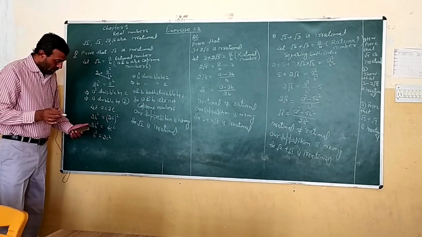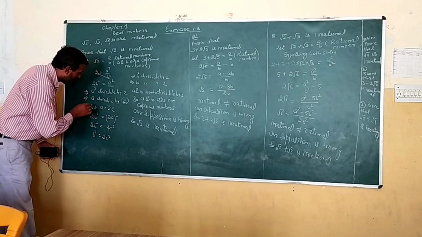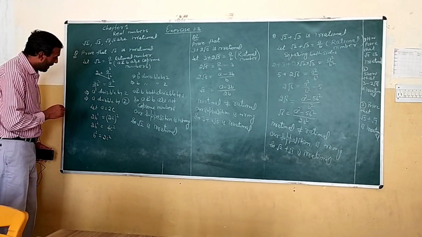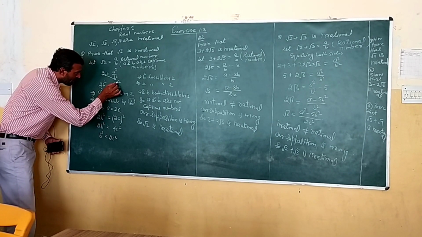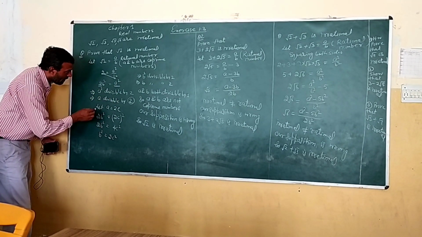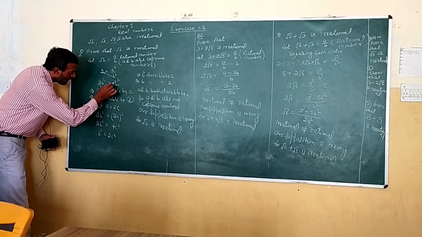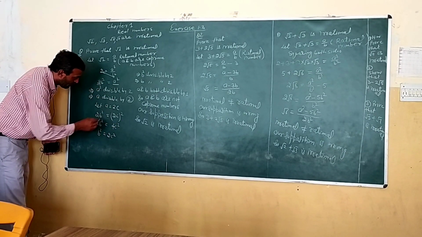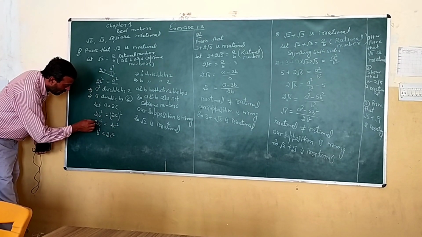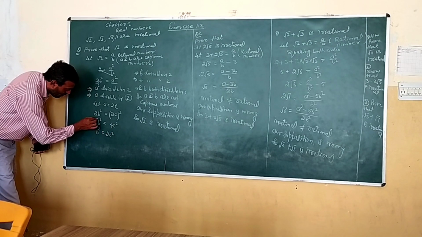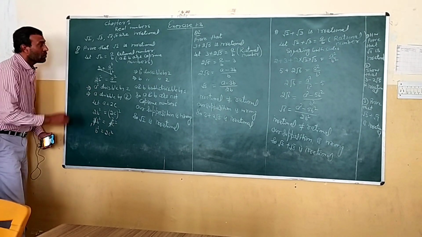A is divisible by 2, which means a is a multiple of 2, and supposing this, a is equal to 2c. Now replacing a by 2c here, 2b square is equal to 2c whole square, which is 4c square. 2 and 4 cancel: 2 ones are 2, 2 twos are 4. So b square is equal to 2c square.